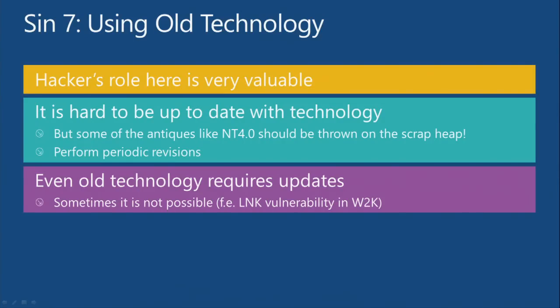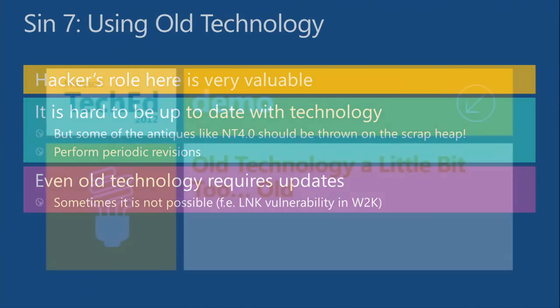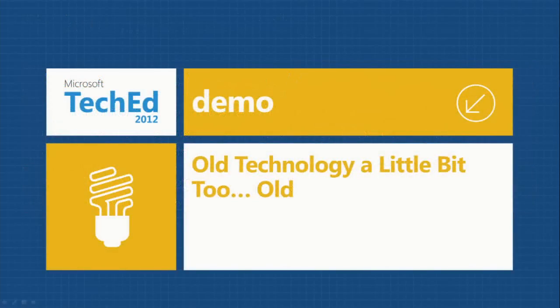Okay, so a couple of things regarding updates and new technologies. There is a technology called Software Restriction Policy. Software Restriction Policy was, and now is, replaced by AppLocker. And the question is why it was replaced by AppLocker. And the answer is because it works.